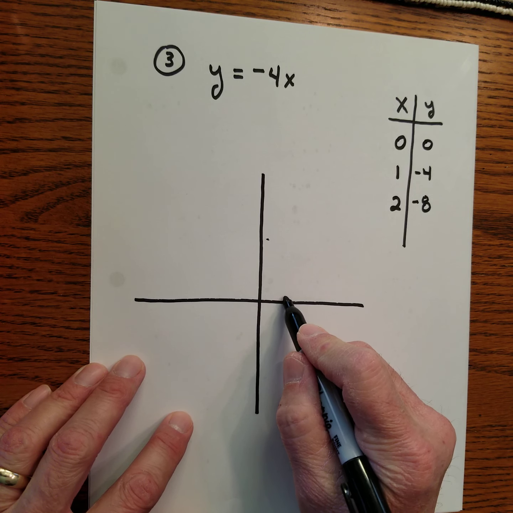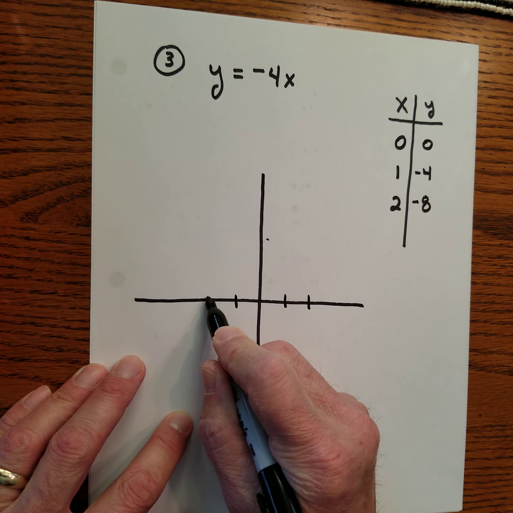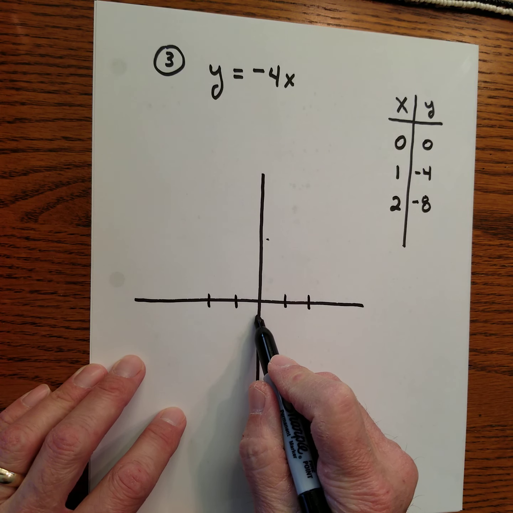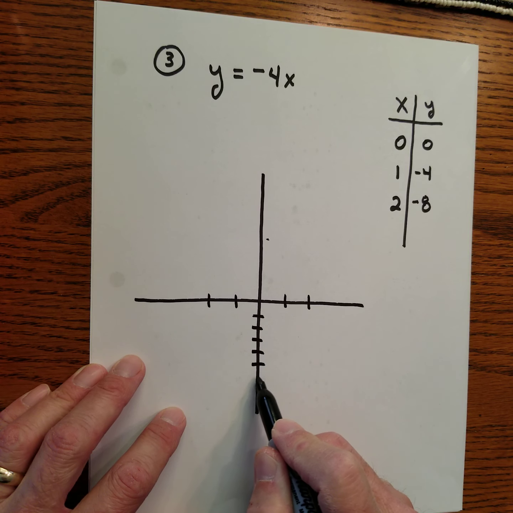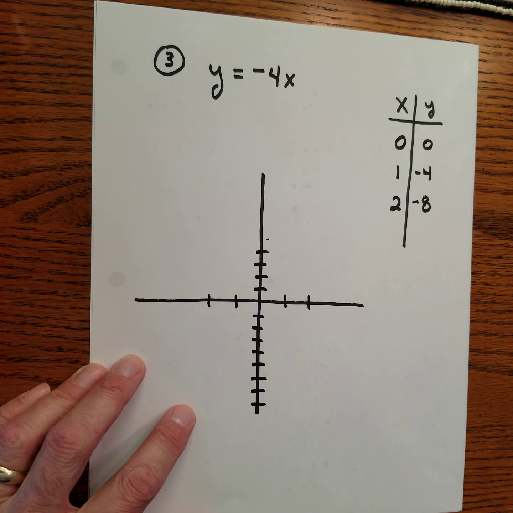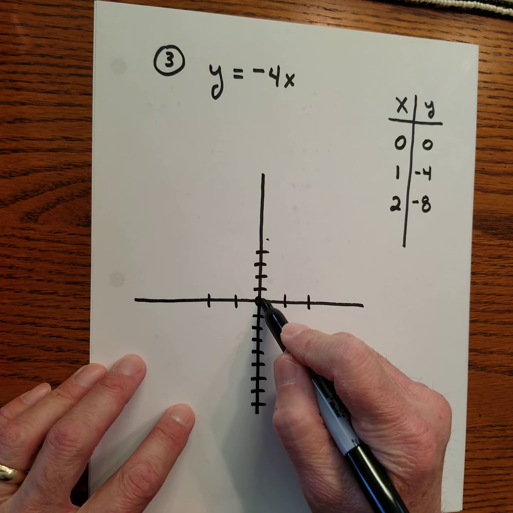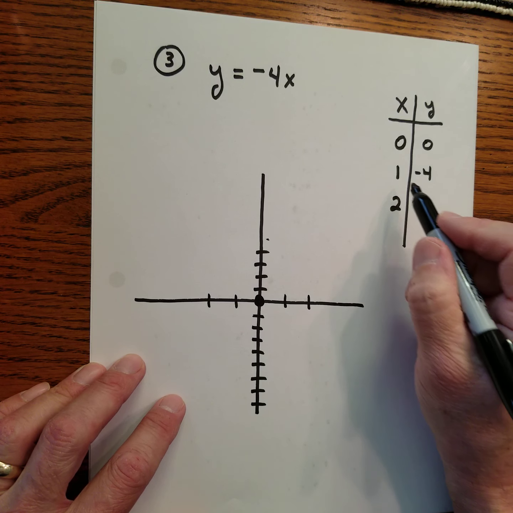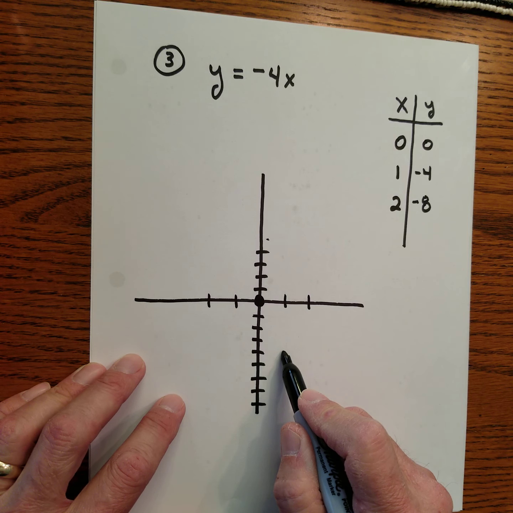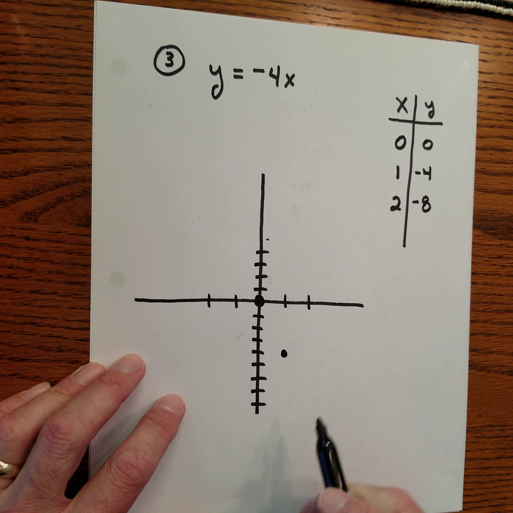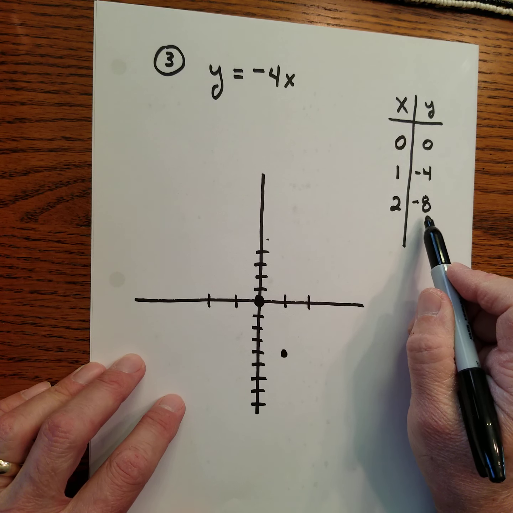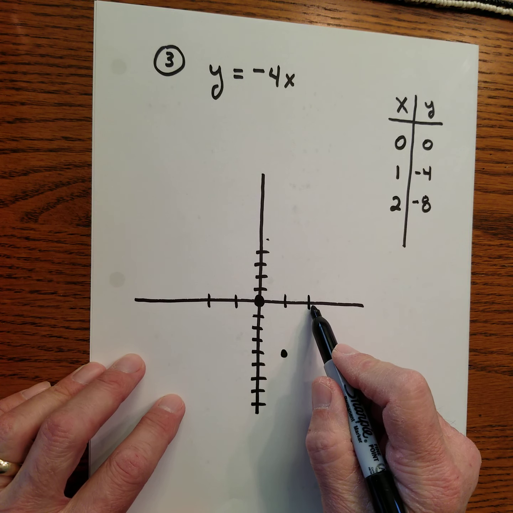On the x-axis, I've only got to get out to 2 in each direction. But on the y-axis for this problem, I have to get all the way to negative 8. So I better make my spacing small. 1, 2, 3, 4, 5, 6, 7, 8. Let's try it. When x is 0, y is 0. That's called the origin. When x is 1, y is negative 4. Here's x1, y negative 4. When x is 2, y is negative 8. That's 2 right and 8 down.